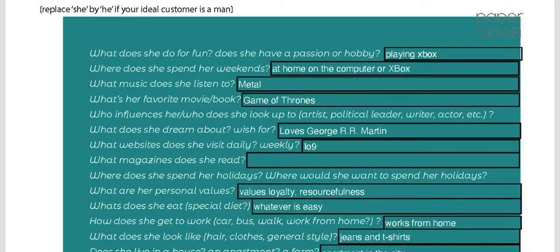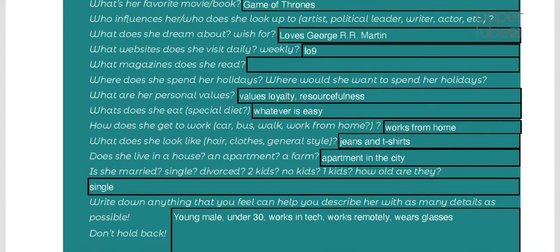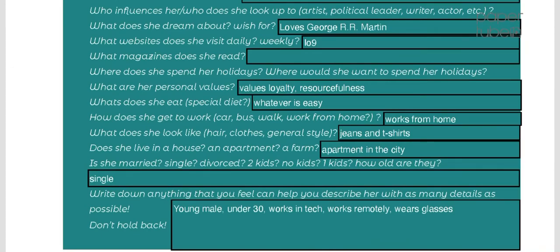And in fact, in the next page, I think that he probably also follows Edward Snowden on Twitter. He reads IO9 to get information on sci-fi and fantasy stuff. What are his personal values? He values loyalty, he values resourcefulness, plays lots of role-playing games. What does he eat? Whatever's easy. He probably eats too much takeout.